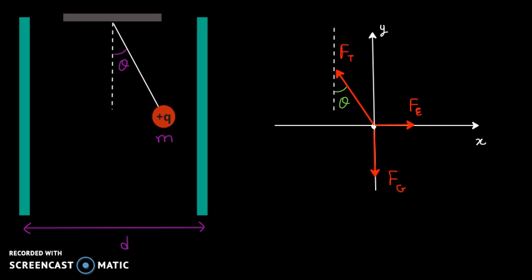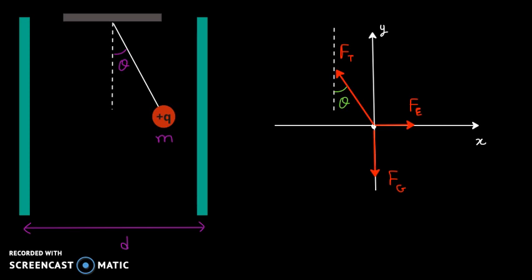And the only way these three forces can balance out is to have an electric force pointing to the right. Otherwise, there would not be any balance or any equilibrium. We want the net force to be equal to zero, right? So we want the horizontal component of the tension force to be cancelled by the electric force. So the only way to have that is to have an electric force pointing to the right.